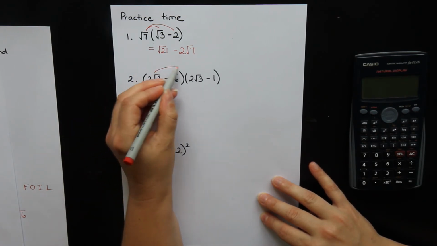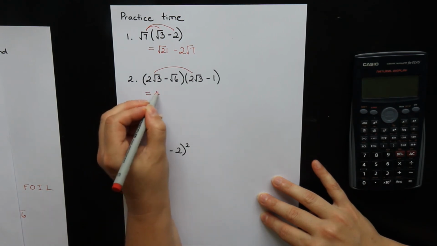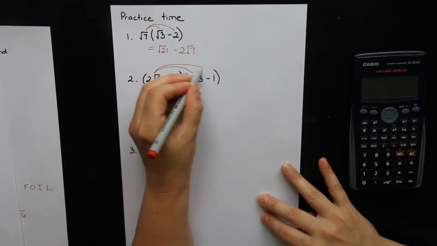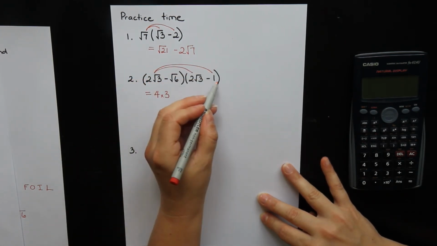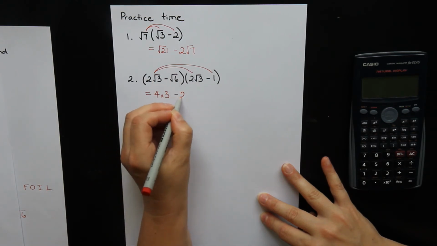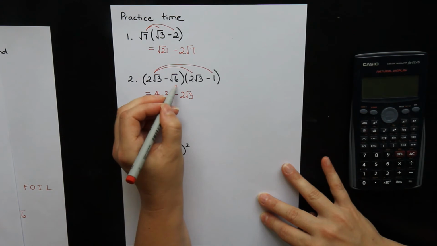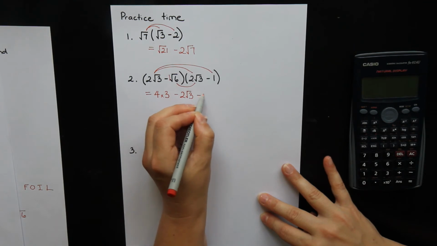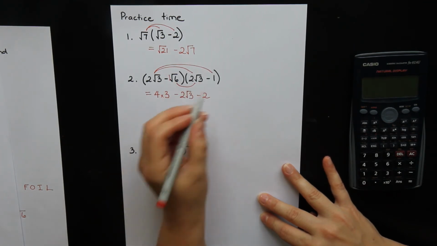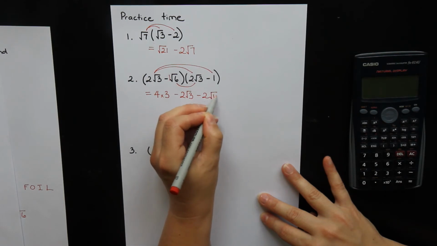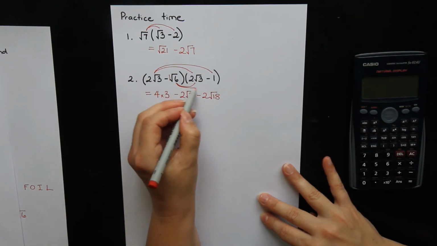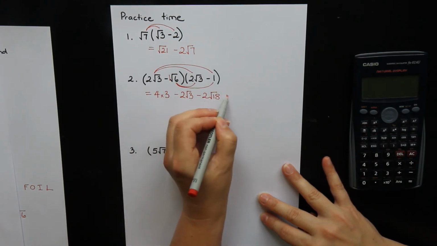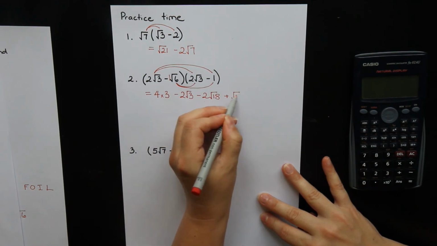Doing our FOIL expansion. First, 2 times 2 is 4. Root 3 times root 3 is 3. Outside is 2 root 3 times minus 1. 2 times minus 1 is minus 2, and the root 3 will sit after it. Inside, minus 1 times 2 makes a minus 2, and root 6 times root 3, 6 times 3 is 18. And last, minus 1 times minus 1 will make a plus from the minus and minus, root 6.